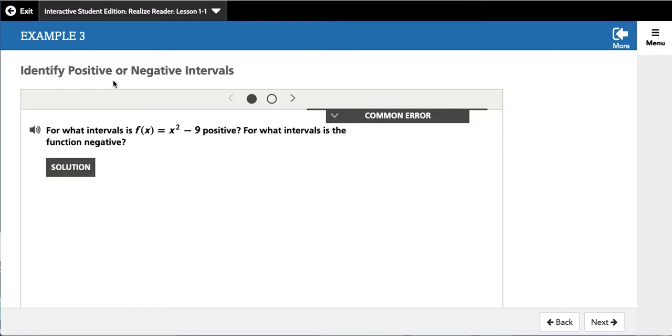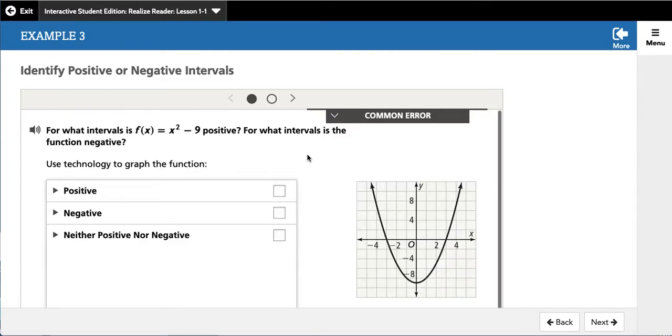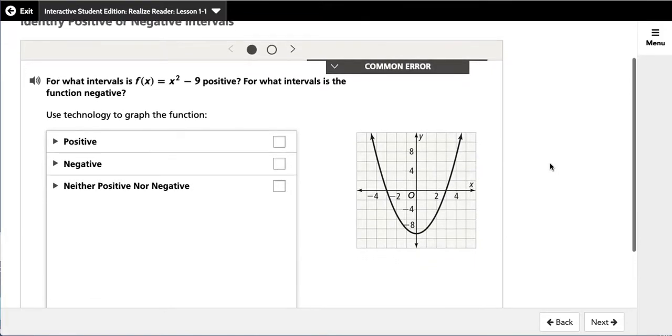We're going to identify positive or negative intervals, where the value of the function is positive and where it is negative. For what intervals is f of x equals x squared minus 9 positive, and for what intervals is the function negative? Use technology to graph the function. So there's the function, and with that, it makes it quite a bit easier.